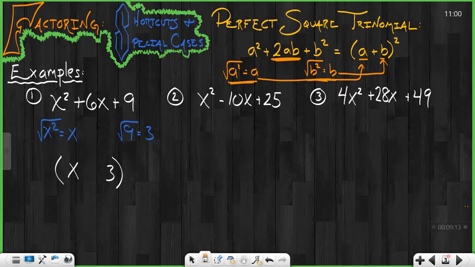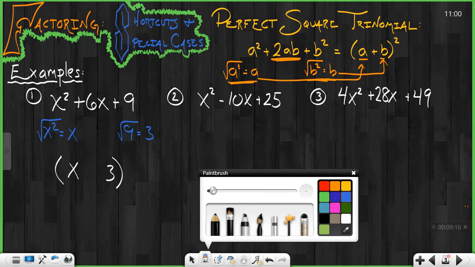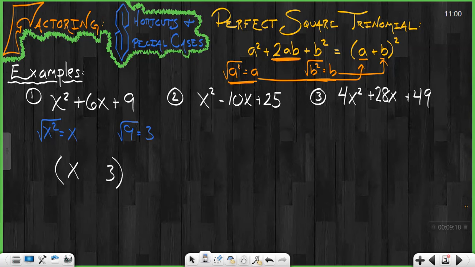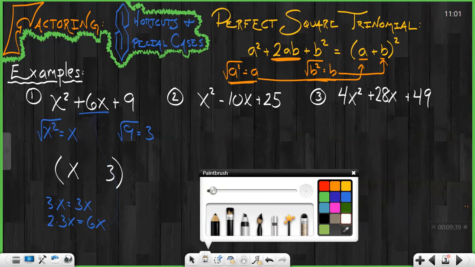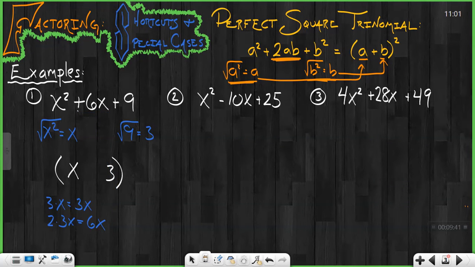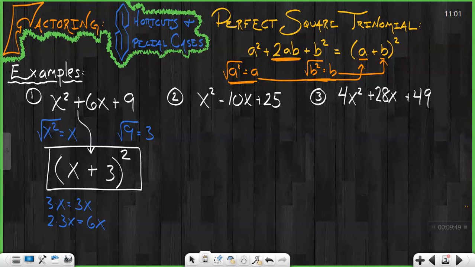All right? So in this case here, I need to double check, and once again, I'm going to put it in blue because this is what you would do in your head. I double check. 3 times x is 3x. And if I double that, 2 times 3x is 6x. Is that what I have here? Yes, it is. It is a positive 6x. Therefore, this is a perfect square trinomial. And then, if it is a perfect square trinomial, take the sign of that x term, that's the sign in the center, and you square the group, and you're done. All right?